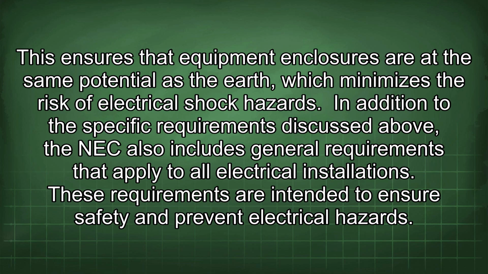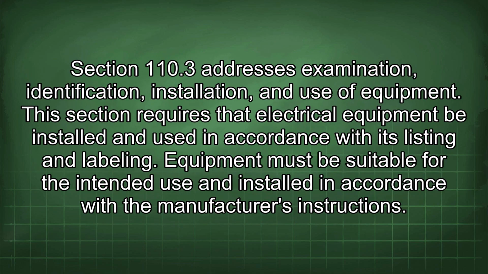In addition to the specific requirements discussed above, the NEC also includes general requirements that apply to all electrical installations. These requirements are intended to ensure safety and prevent electrical hazards. Section 110.3 addresses examination, identification, installation, and use of equipment. This section requires that electrical equipment be installed and used in accordance with its listing and labeling. Equipment must be suitable for the intended use and installed in accordance with the manufacturer's instructions.